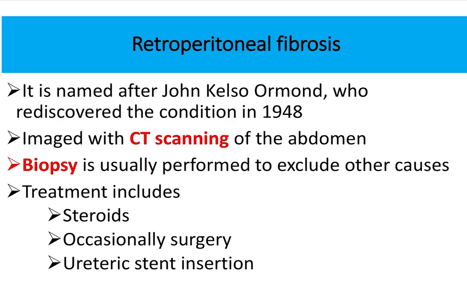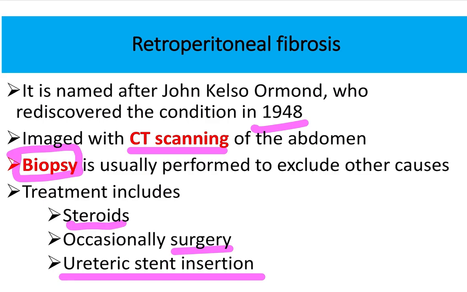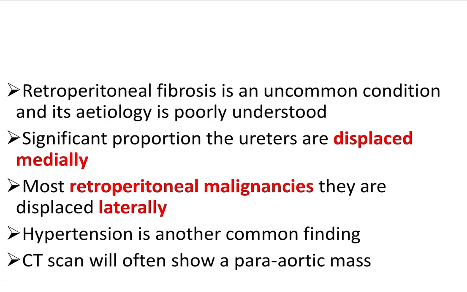Retroperitoneal fibrosis is named after John Kelso Ormond, who rediscovered the condition in 1948. What are the diagnostic modalities? CT scanning of the abdomen. Biopsy is usually performed to exclude other disease. Treatment includes steroids, occasionally surgery, and ureteric stent insertion in case of ureteric obstruction. Retroperitoneal fibrosis is an uncommon condition and its etiology is poorly understood. A significant proportion of the ureters are displaced medially.